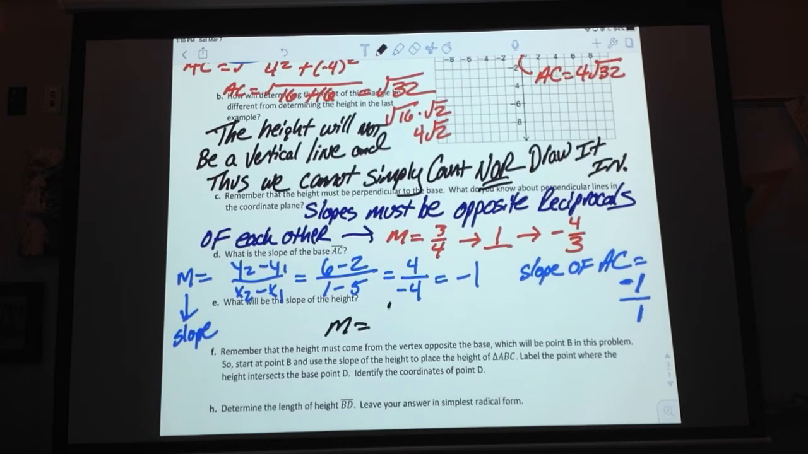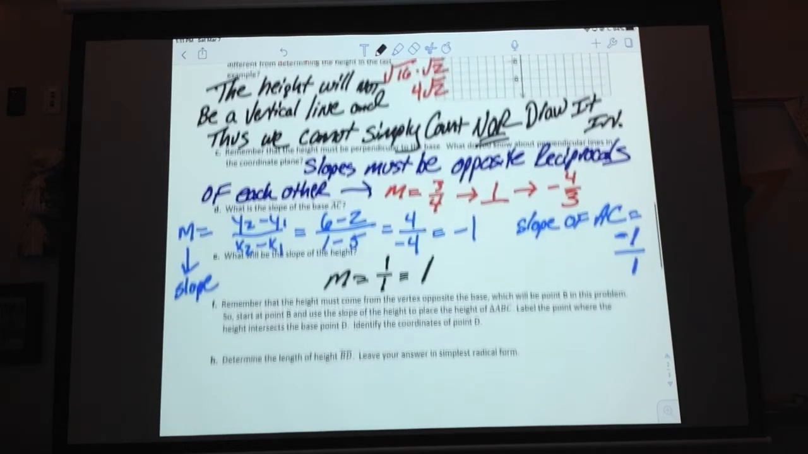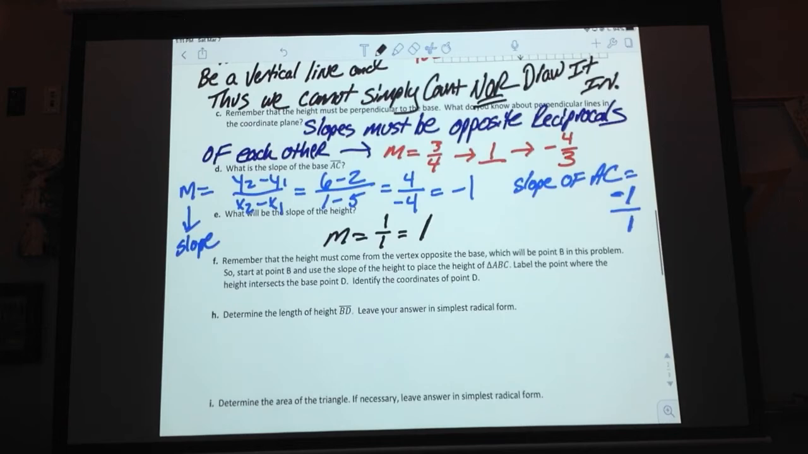Well, it has to be a positive 1 over 1, or simply just 1. That is the opposite reciprocal of negative 1, which is simply positive 1. Okay? Now, it says, remember that the height must come from the vertex opposite the base. This is a big thing for you guys right here. It has to come from the vertex opposite the base.